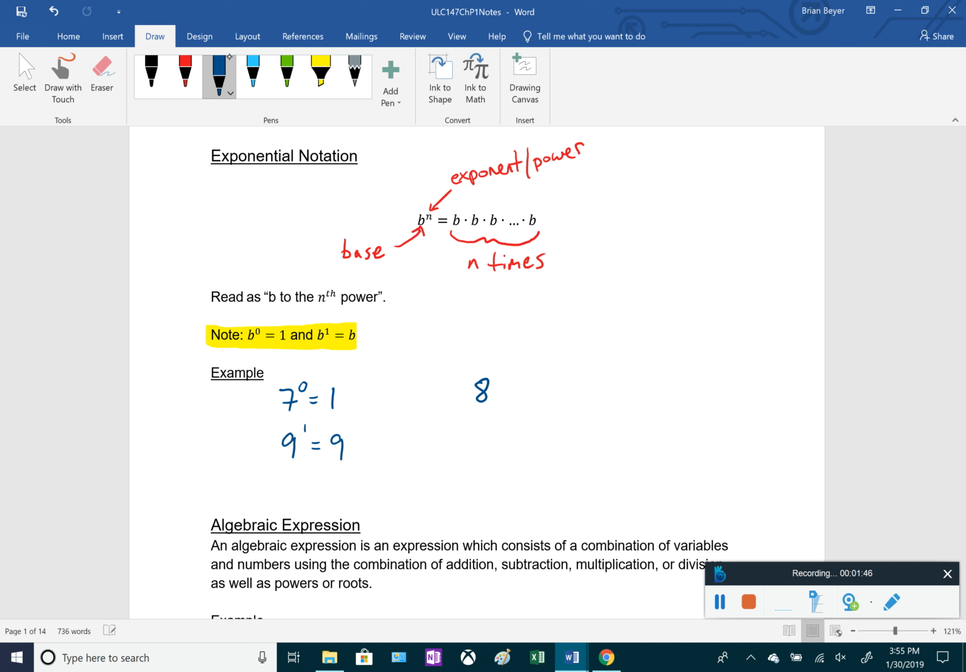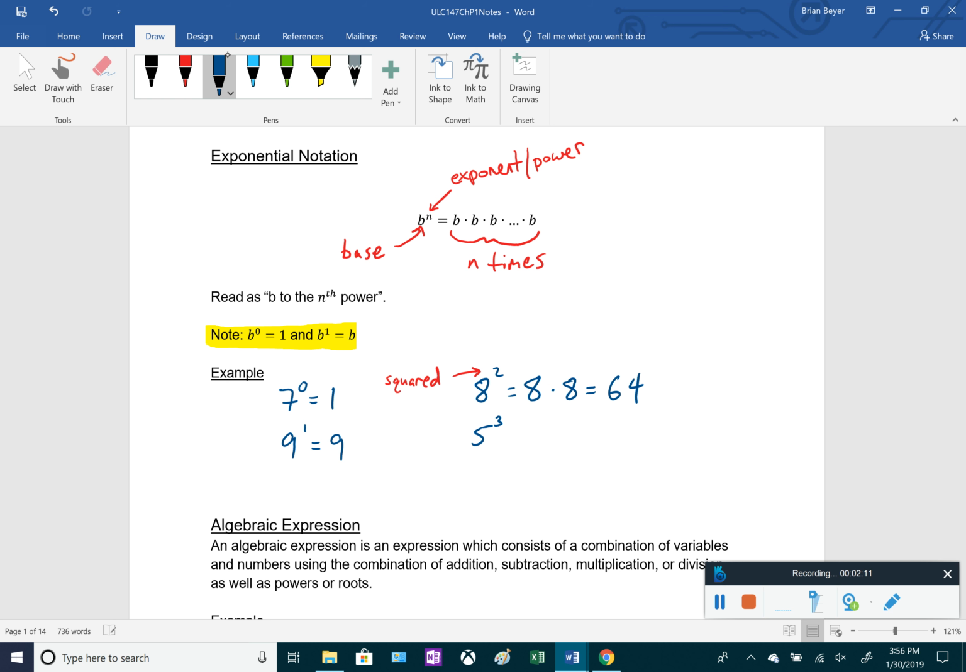Then we'll do 8 to the second power. So based on the definition up here, that means 8 times 8. 8 times 8 is 64. So 8 to the second power, we multiplied it together twice. And when we have something to the second power, we can say that that is squared, 8 squared.